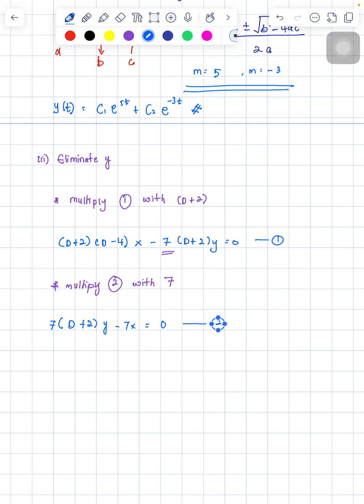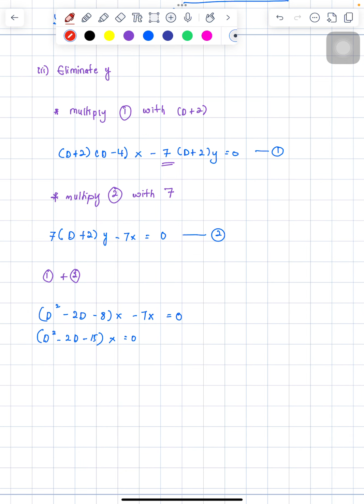So equation 1 plus equation 2, now it's become d square minus 2d minus 8x minus 7x equals to 0. So d square minus 2d minus 15x equals to 0.